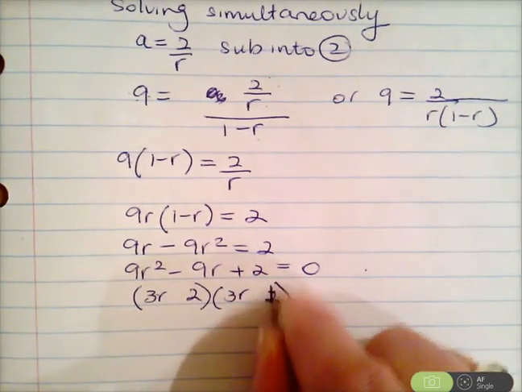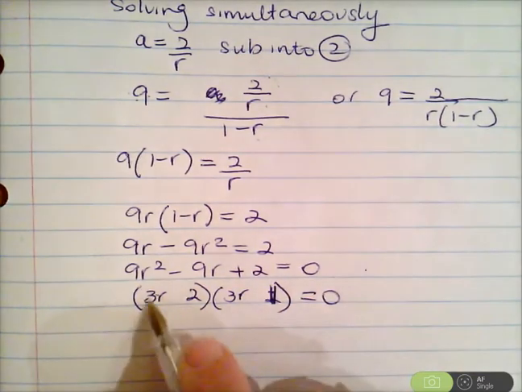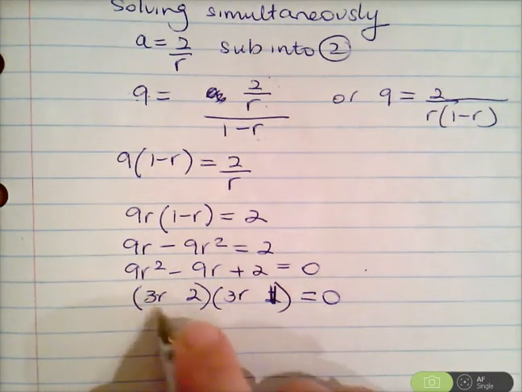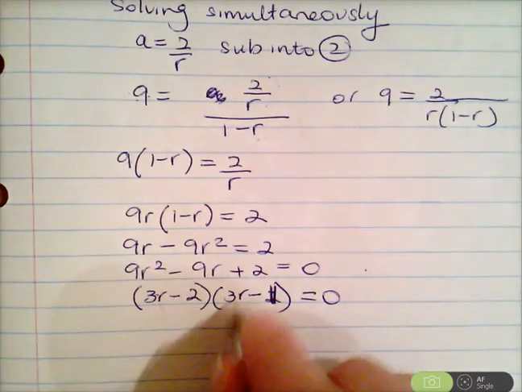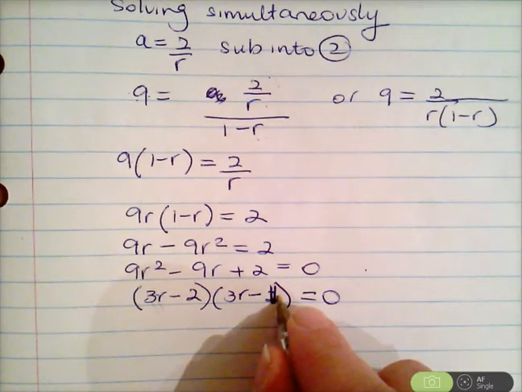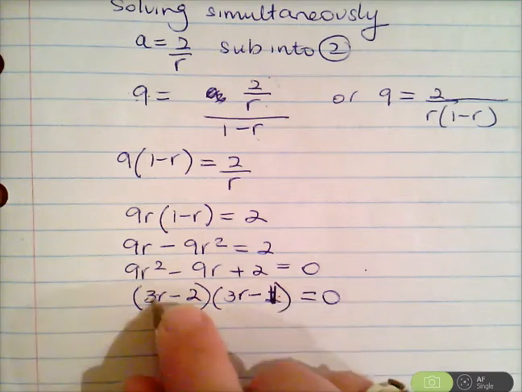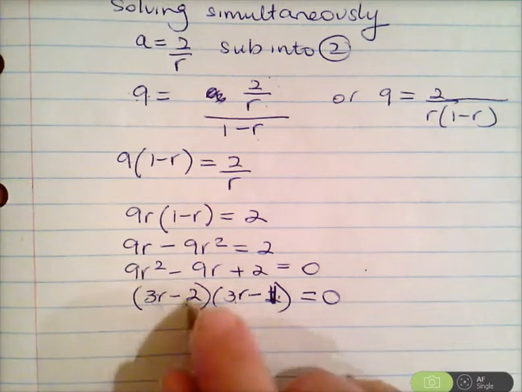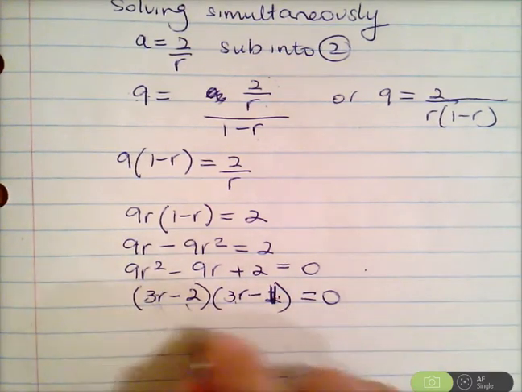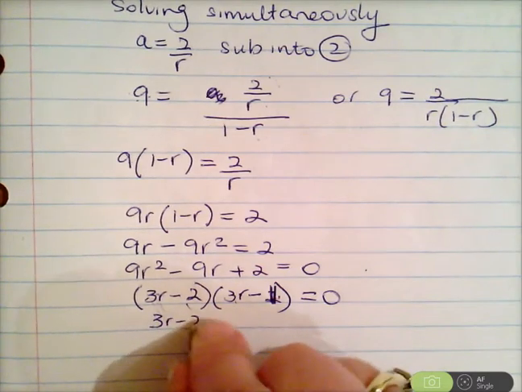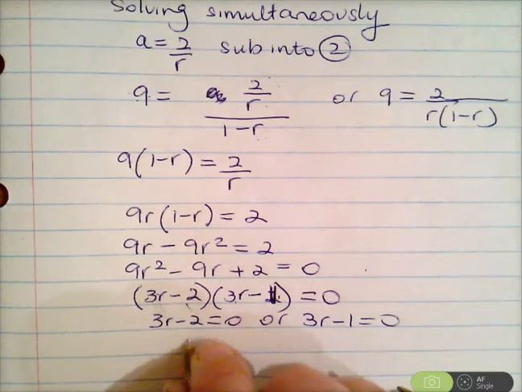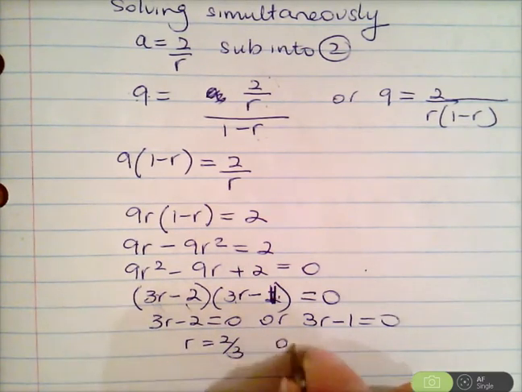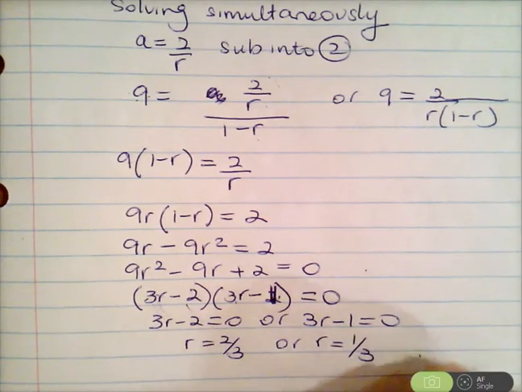Just trying to factorize here. So 3r, both minus. So we've got 9r squared minus 3r minus 6r plus 2, that works. So therefore 3r minus 2 equals 0, or 3r minus 1 equals 0. Therefore r is 2/3 or r is 1/3.